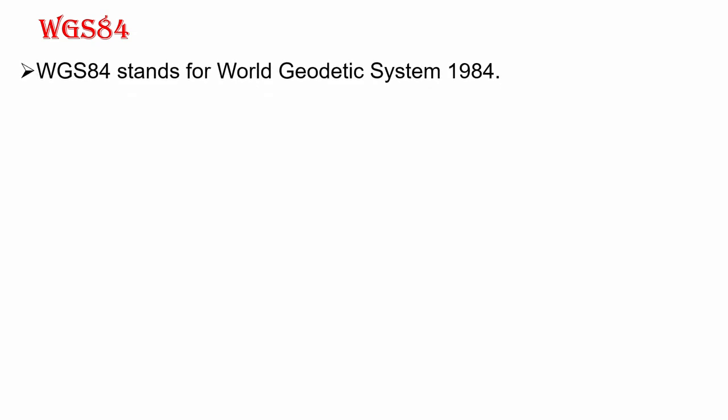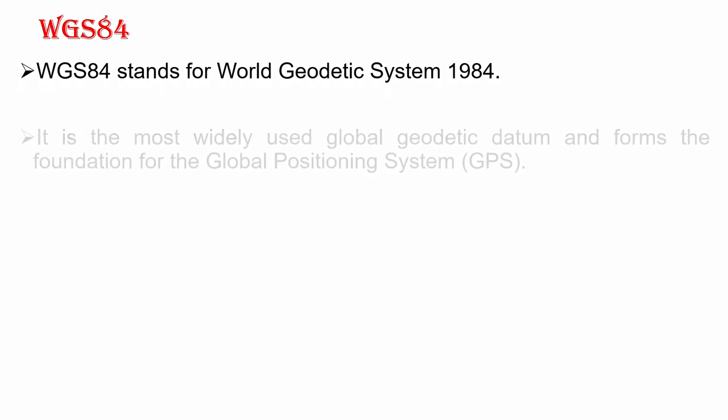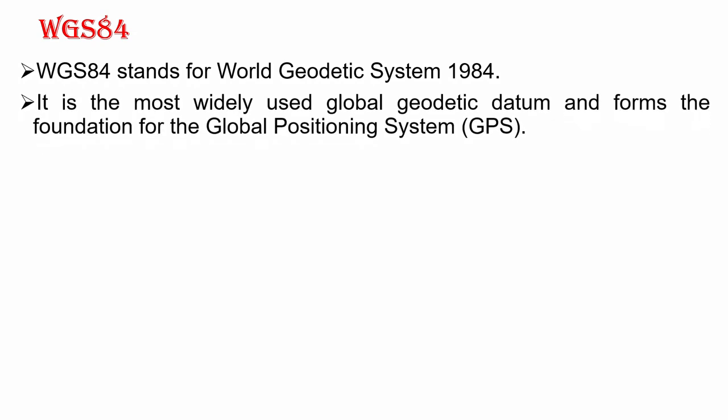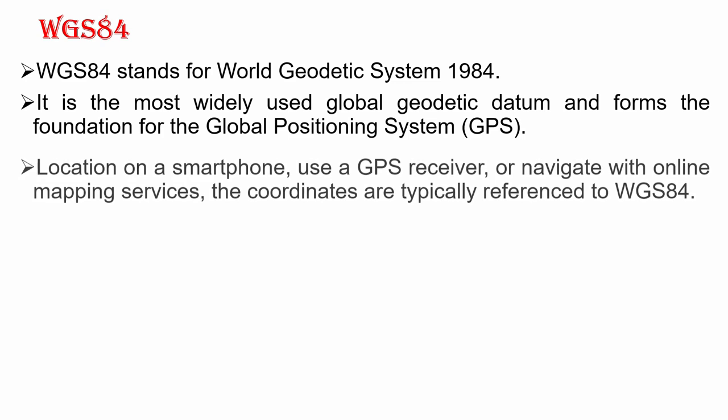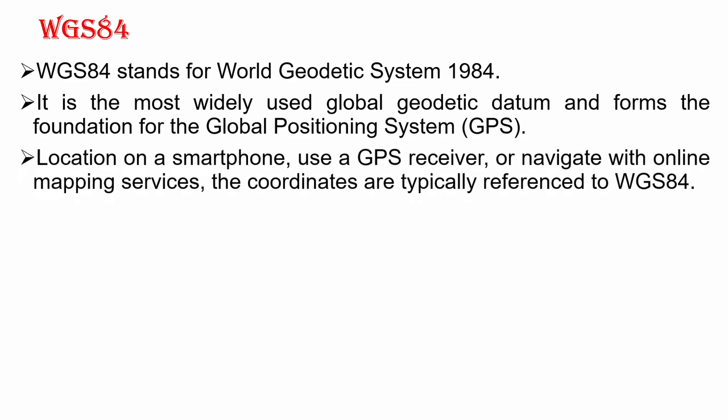The concept of WGS 1984. WGS 1984 stands for World Geodetic System, and it was introduced in 1984. It is the most widely used global geodetic datum and formed the foundation for GPS. Whenever you check your location on a smartphone, use a GPS receiver or navigate with online mapping services, the coordinates are typically referenced to WGS 1984.